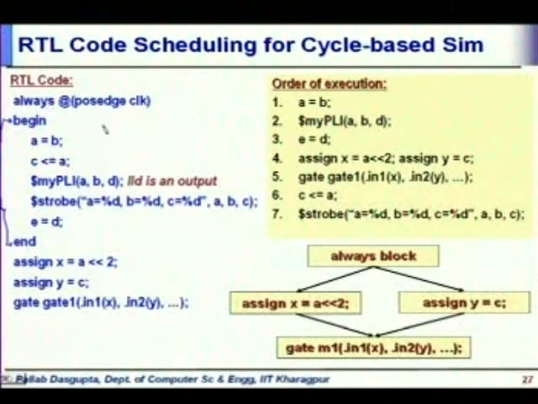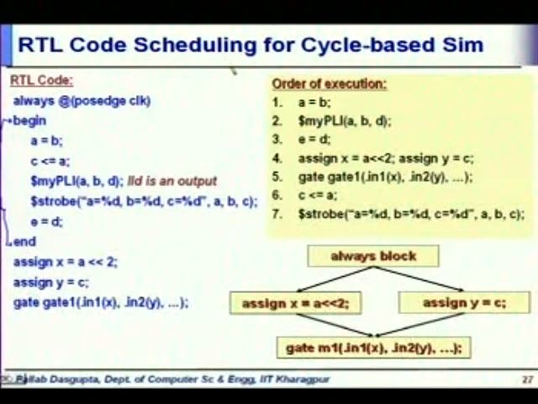Now, typically in an RTL circuit, we are going to have these three types of things. We are going to have some structural components, which are gates and modules defined at the structural level. We will have some behavioral components like this always block, and we will have some assignment statements like this, which are continuous assignments. They are done every time.